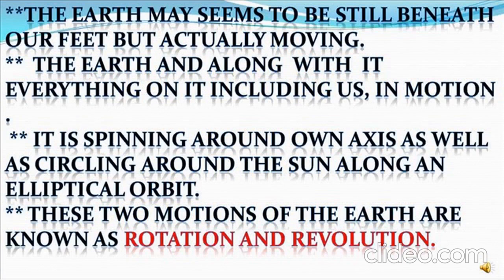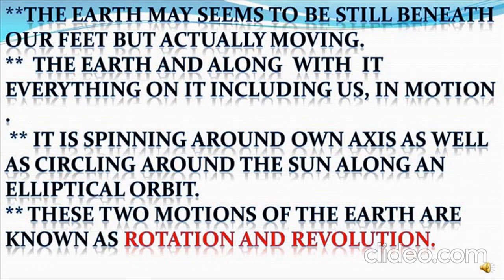Motion of the Earth. When we look out from the moving train, we find that all objects, trees, houses, fields, pillars seem to move faster than us while we are stationary. Stationary means not moving. But actually it is we inside the train who are moving, not the objects outside. Similarly, the earth and, along with it, everything on it, including us, is in motion. The earth may seem to be still beneath our feet, but it is actually moving.